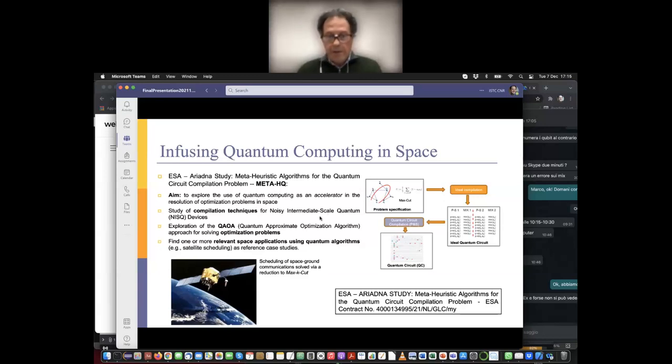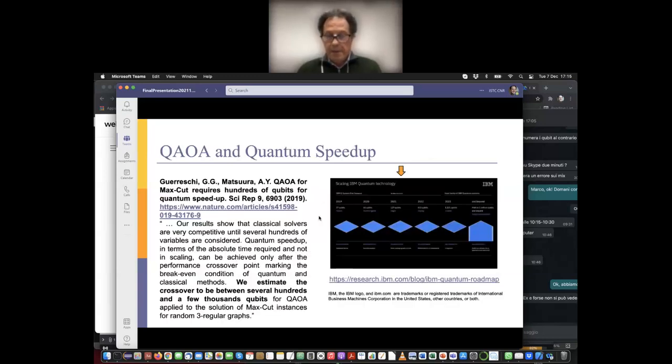Okay, and what about the QAOA? Now, the question is, okay, we compile, but are we able to do better than a classical computer? This is just a slide to focalize on this problem, which is behind what we are doing. Because if we compile quantum algorithms, it's because we hope to be better than a classical computer.